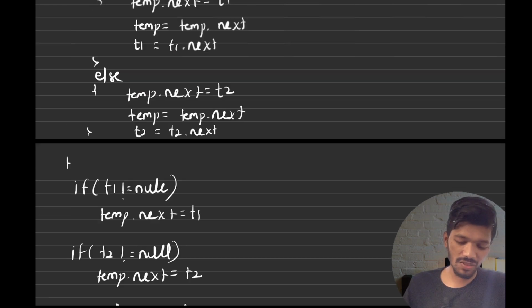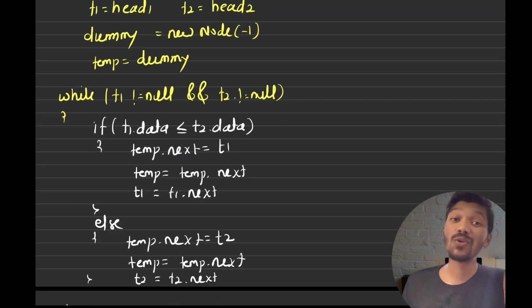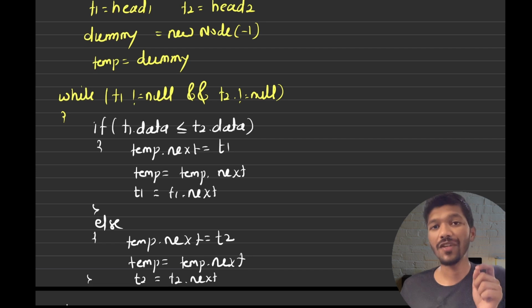So this was the small approach we can use to merge two sorted linked lists together. Now let's go to the IDE and check how we can submit this problem.